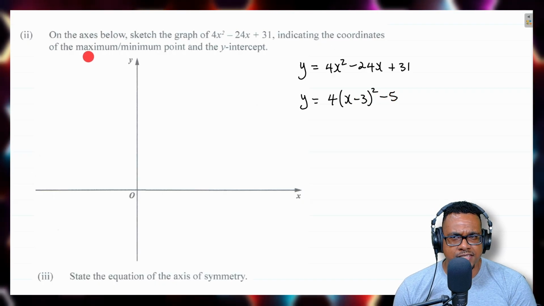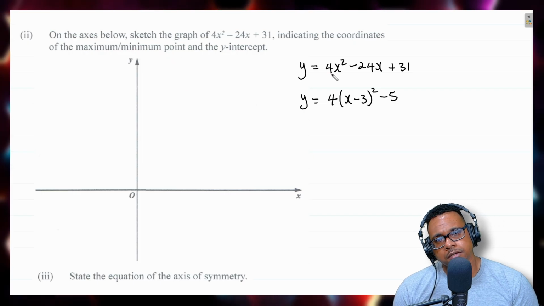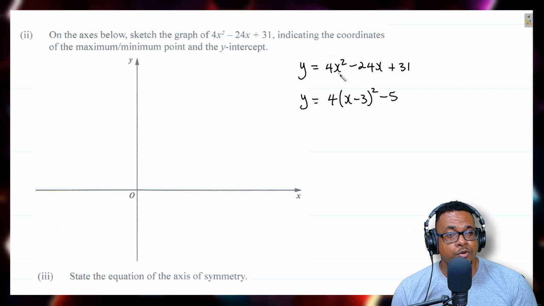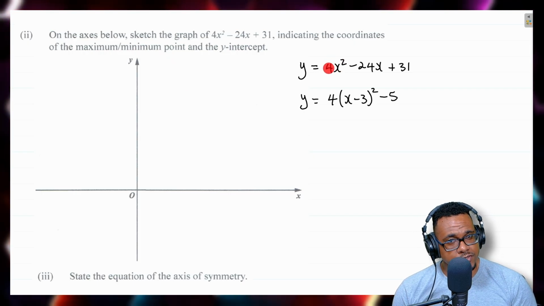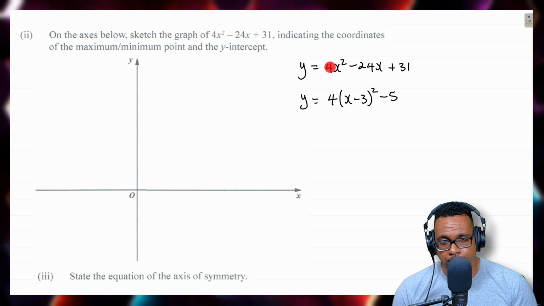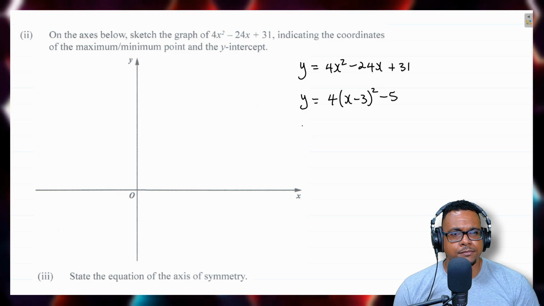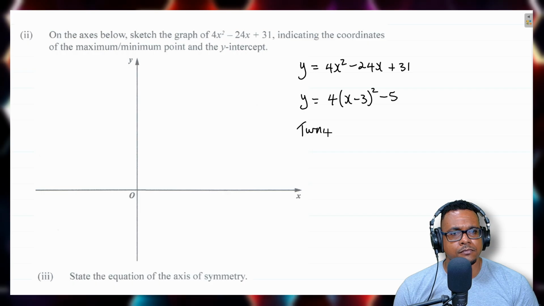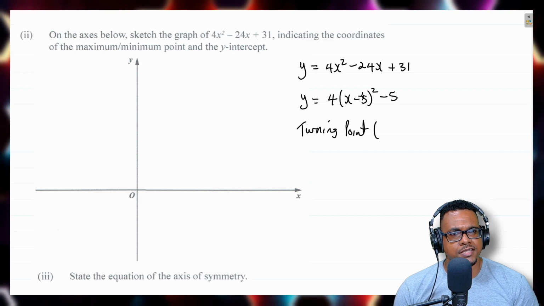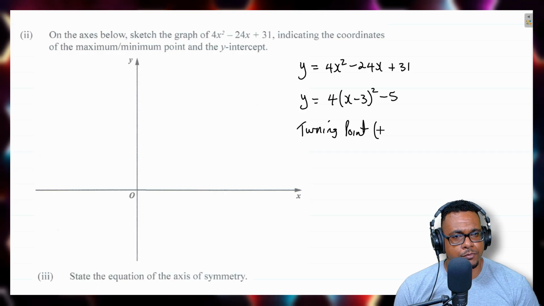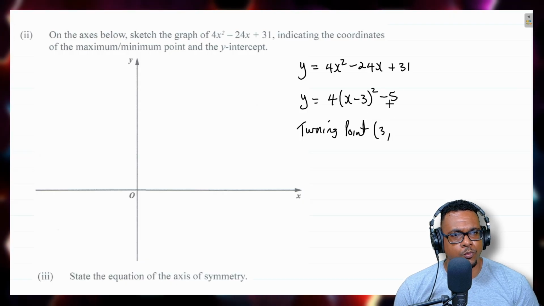So now to address the maximum or minimum point, well, seeing that the number in front of x squared, which we call the coefficient of x squared, is positive, the graph is a minimum. Okay, so my turning point, as I said, change the sign in front of this number. So from negative 3, it will be positive 3. And this will just be the y component.